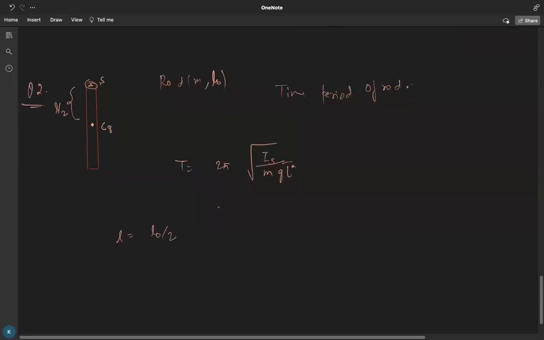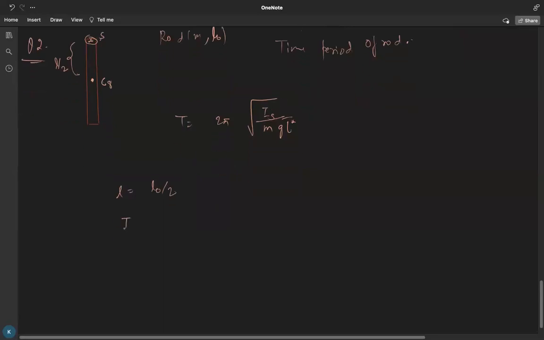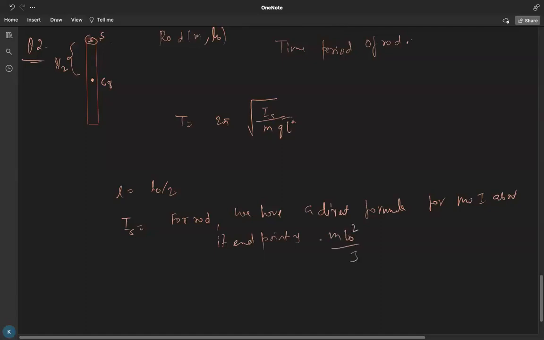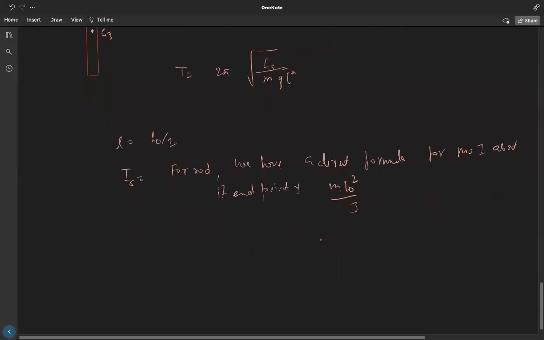The next thing you have to find is I about the suspension point. There is a direct formula for the moment of inertia about its end point. For a rod, we have a direct formula for the moment of inertia about its end point, and it is m L naught square by 3, right? So we directly put it here.